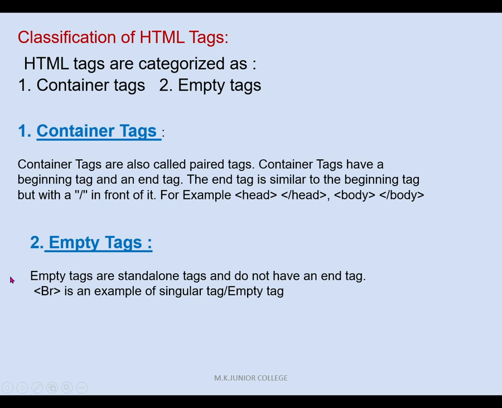Now the empty tag. Empty tags are standalone tags. Standalone tag means what? Singular tag. यहाँ पे उसका closing tag नहीं होगा and it does not have an end tag. BR, for example, is such a tag. We'll see what the meaning of this tag is in a later session. But the BR tag is used to add a line break. So this BR tag is a singular tag. While using it in our HTML program, no need to close this tag. It is an example of a singular tag or empty tag.